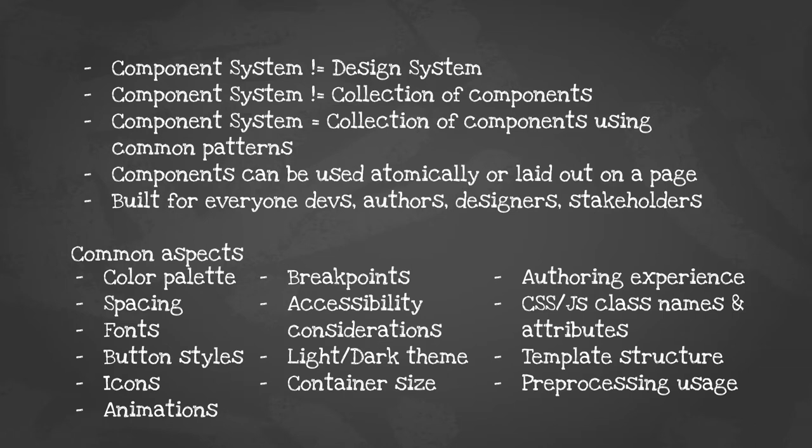So a component system is not a design system. A component system is also not simply a collection of components, because if you have 10 components built differently, that's not a system, that's just 10 components. What a component system is, is a collection of components using common patterns. Some examples of the common aspects that you can find in components, a lot of these are going to look like theming, common access, because all of your components are themed. So components are going to be used atomically, or like I said, laid out on the page. And it's important to acknowledge that the audience or the users of a component are not just developers, they're not just your site visitors, it's also your content authors, your designers, and your stakeholders. So really, everybody that's interacting with the site in some way is an audience for your component system.